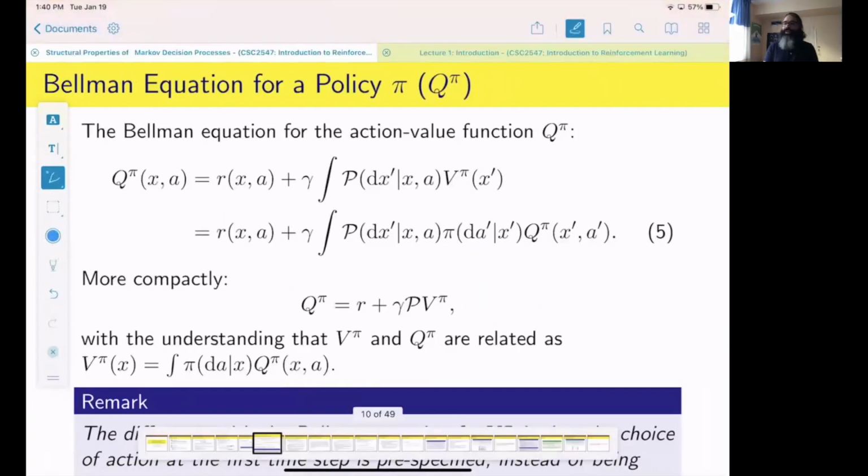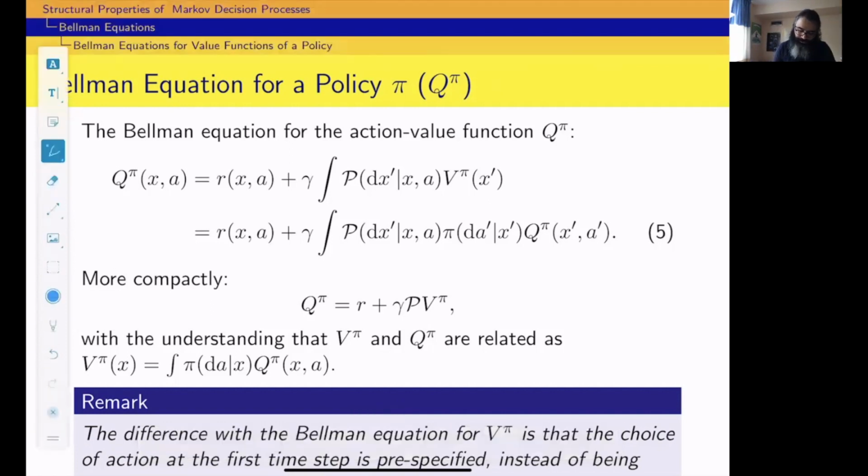Okay, so we can also write the Bellman equation for the action value function, and it would be very similar. If you recall the action value function, the difference with the state value function was that at the first time step, when the agent starts at state X, instead of choosing the action according to policy pi, we choose the action in one specific way, the way that the argument of that action value function specifies. And then at the second time step onward, we are following the policy.